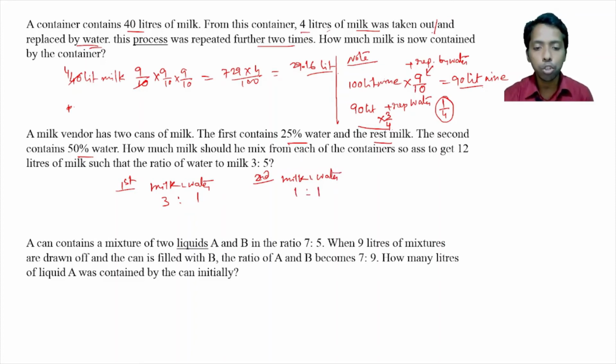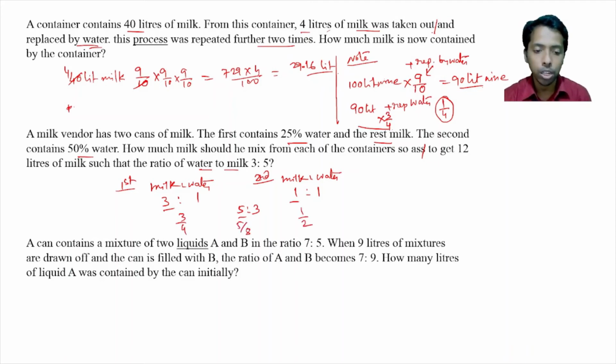How much milk should be mixed from each container so as to get 12 liters of milk, such that the ratio of water and milk is 3:5? Do not get any confusion here. We have to deal with milk and water, so this would be 5:3. We will just deal with the milk part here, 3 unit, 1 unit, 5 unit, but based on the individual containers. That means here it's 3/4, here it's 5/8. After mixing the two, here it's half.